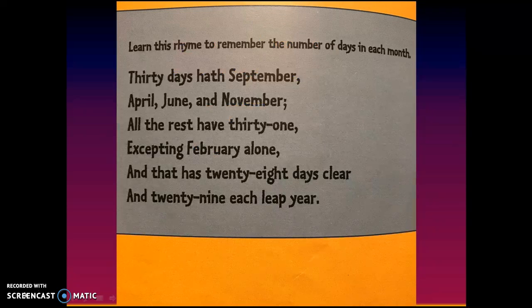That rhyme again is 30 days hath September, April, June, and November. All the rest have 31, excepting February alone. That has 28 days clear, and 29 each leap year.